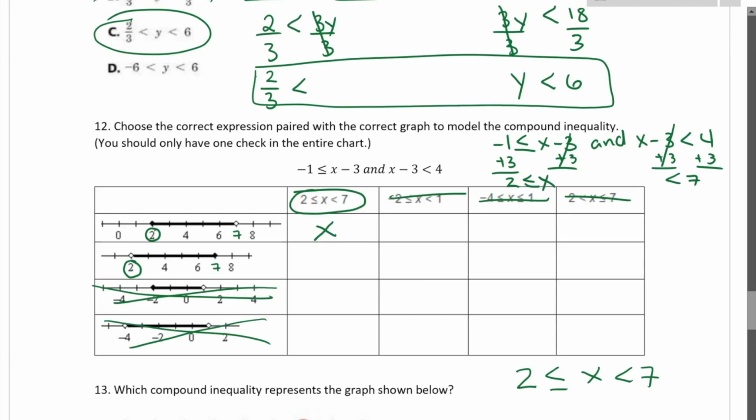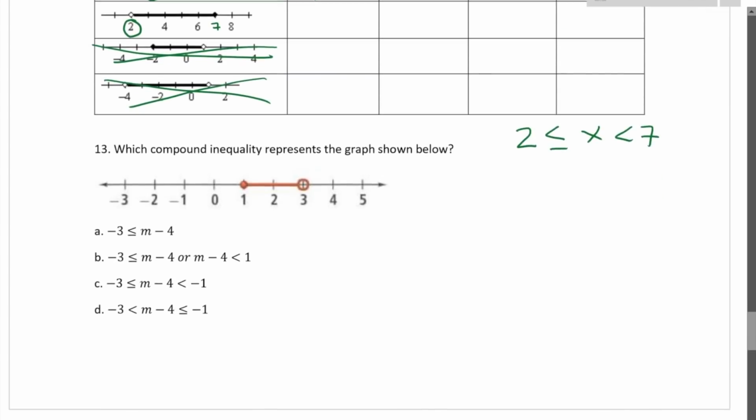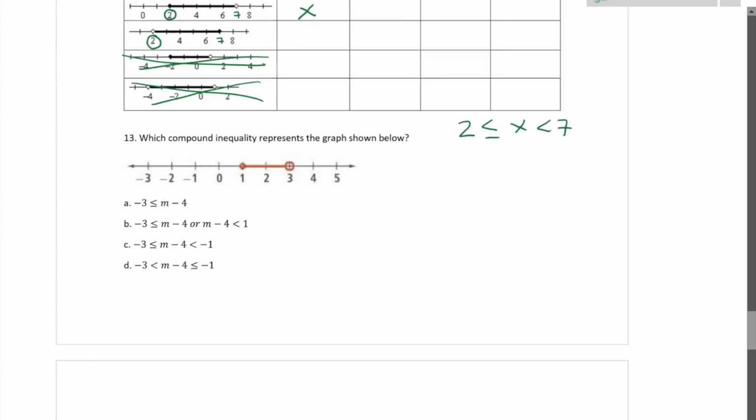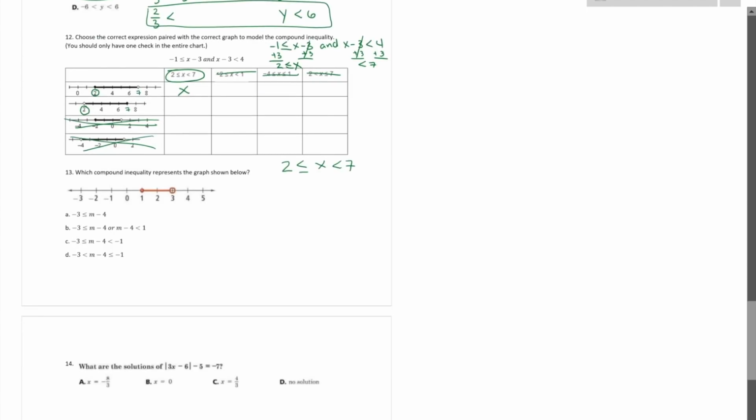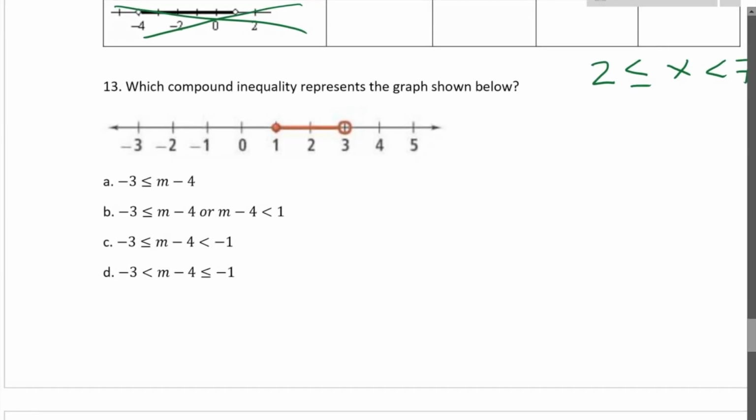Okay, moving on to number 13. I think we're almost done. Yep. All right, number 13, which compound inequality represents the graph shown below? So this is an "and" problem because they're connected. So an "or" problem would be wrong. This also doesn't have another piece to it, so A is wrong as well. So let's figure this out.